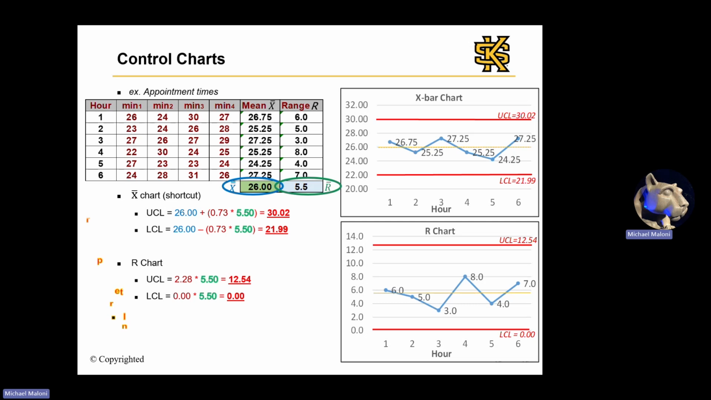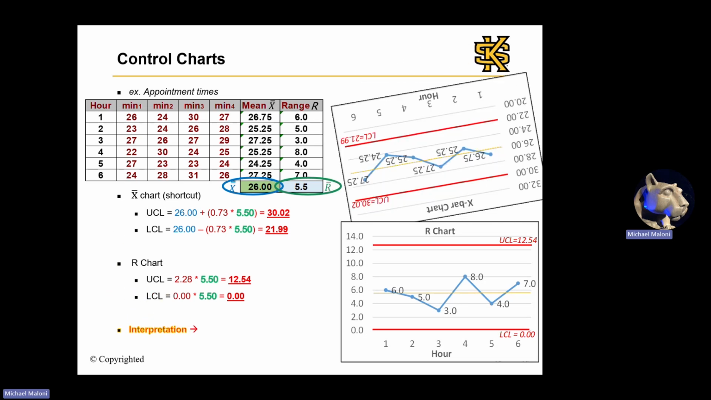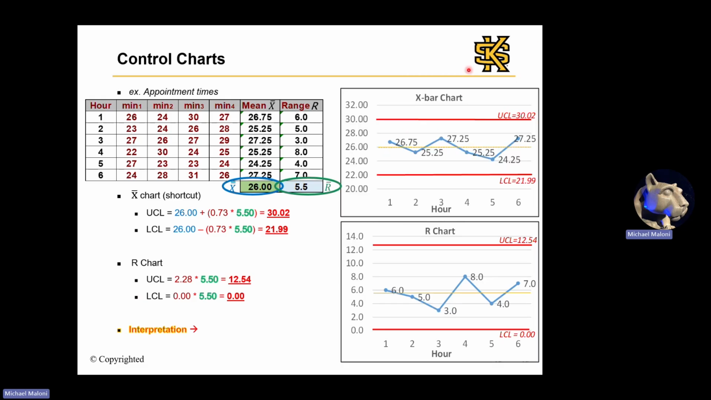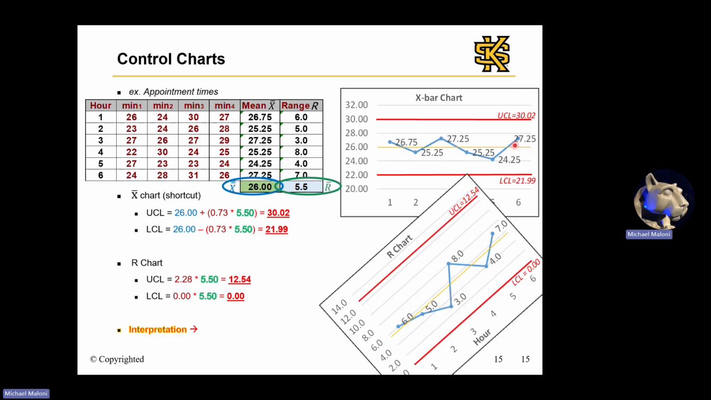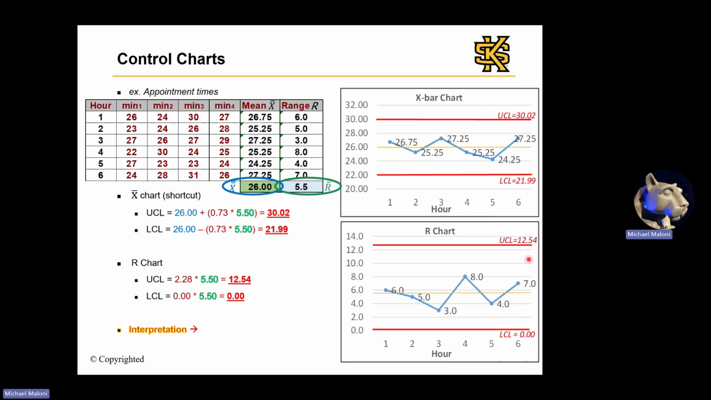Let's now interpret these charts. Looking at the X bar chart, we see no points outside of control limits, so that's good. They look to be relatively random, and that's also good. So randomness within control limits looks good. And then the R chart also looks good. No points outside of control limits, that's good. And they seem to be random, also good. So random within control limits looks good.